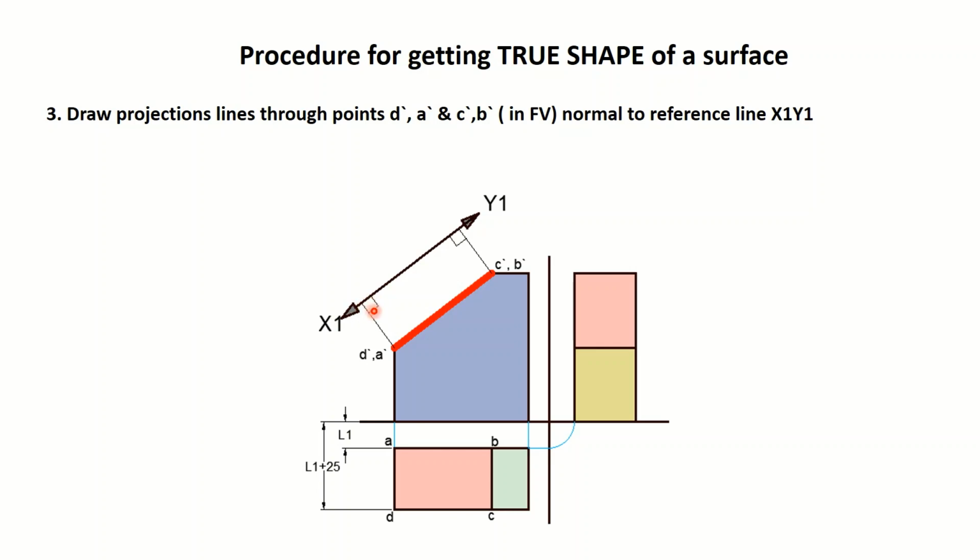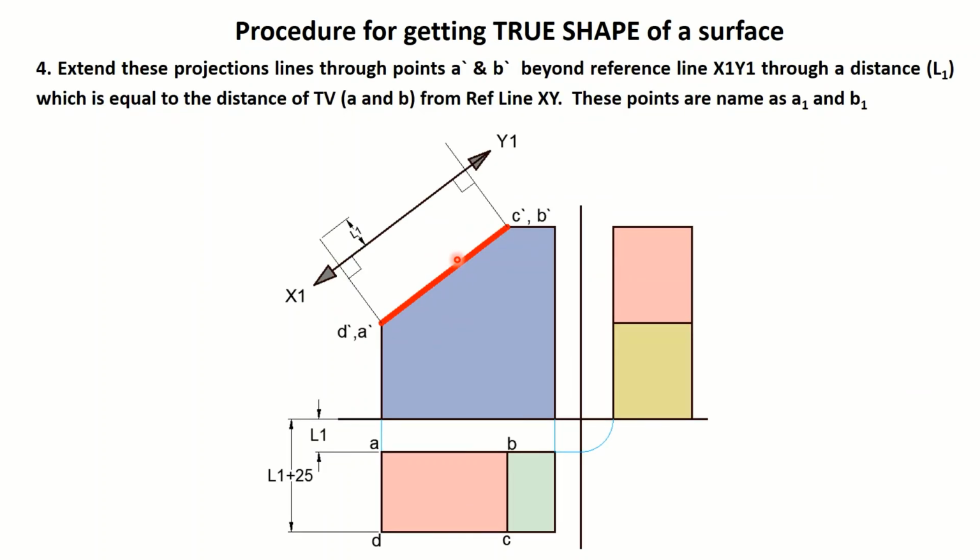And next, we start taking these points one by one. Let us start with point A. This is the projection line that has been dropped from A dash onto x1 y1. Now we extend the same projection line beyond x1 y1 through a distance L1. What is this L1? This L1 is the distance of point A from xy in the top view. So the same distance needs to be taken beyond x1 y1 here.